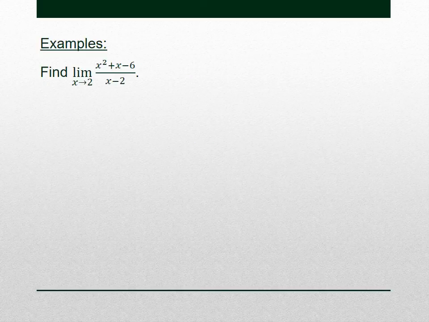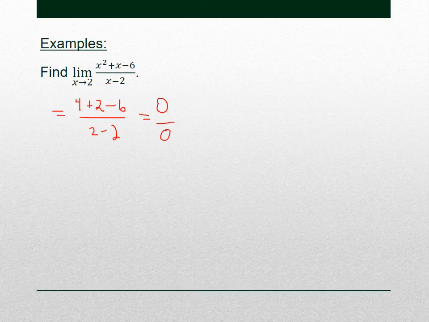All right, so how about this guy? We've got another limit. And what we want to do, just like before, is try to plug in x equals 2. So when we do that, we get 2 squared, which is 4, plus 2 minus 6, over 2 minus 2. And 4 plus 2 minus 6 is 0, over 2 minus 2, which is 0.